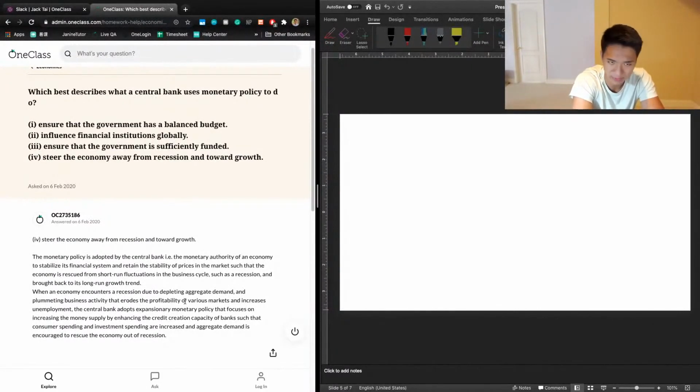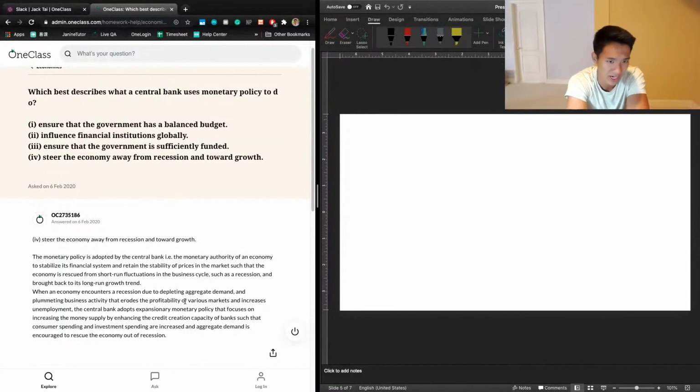1 says ensure the government has a balanced budget. That's going to be a concern of the legislative body, not the central bank. 2 says influence financial institutions globally. And again, that seems to imply that the Fed is somehow some sort of foreign policy kind of mechanism. International economies is going to be important when we're looking at monetary policy for sure, but it's not a motivating principle, right? It's just something to be considered. 3 says ensure the government is sufficiently funded. Again, that's a concern of the legislative body, not the central bank.